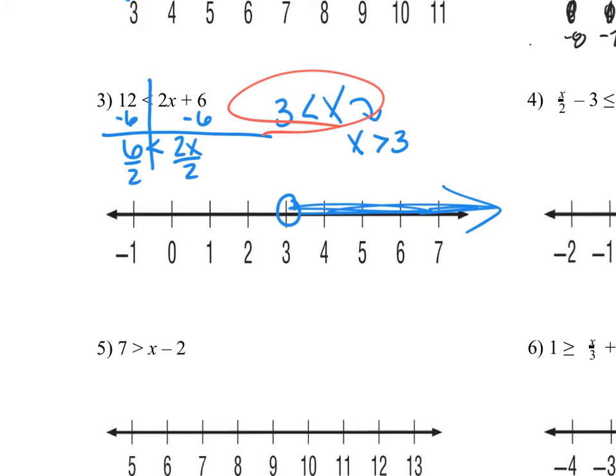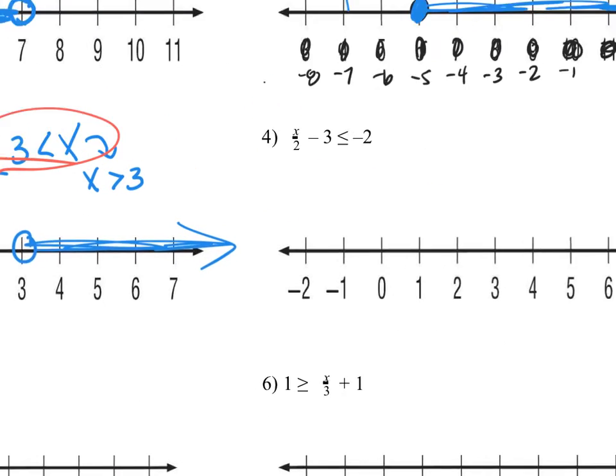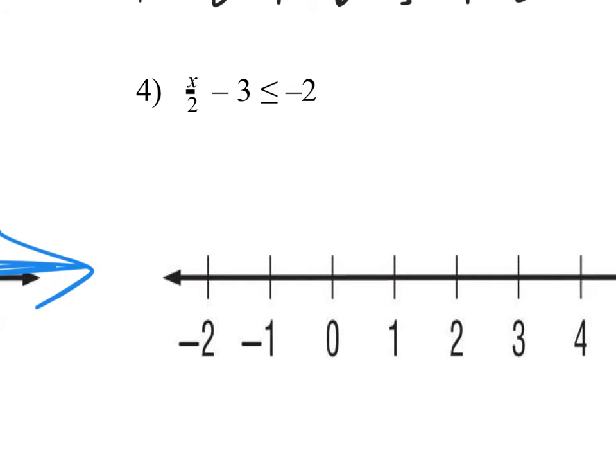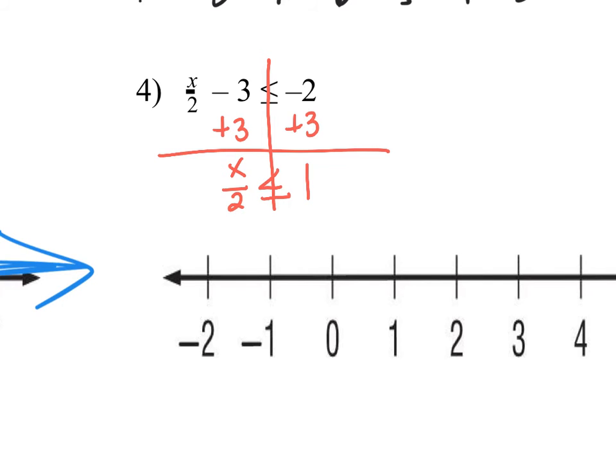Okay, number 4. Sorry, it's not pulling. Okay, last one real quick. We're going to add 3 to both sides. It's going to be positive 1 less than or equal to x divided by 2. The opposite of divide by 2 is multiply by 2. X is going to be less than or equal to 2. Closed circle, shade to the left. I want you to try number 5 on your own, and we're going to talk about it in just a minute.